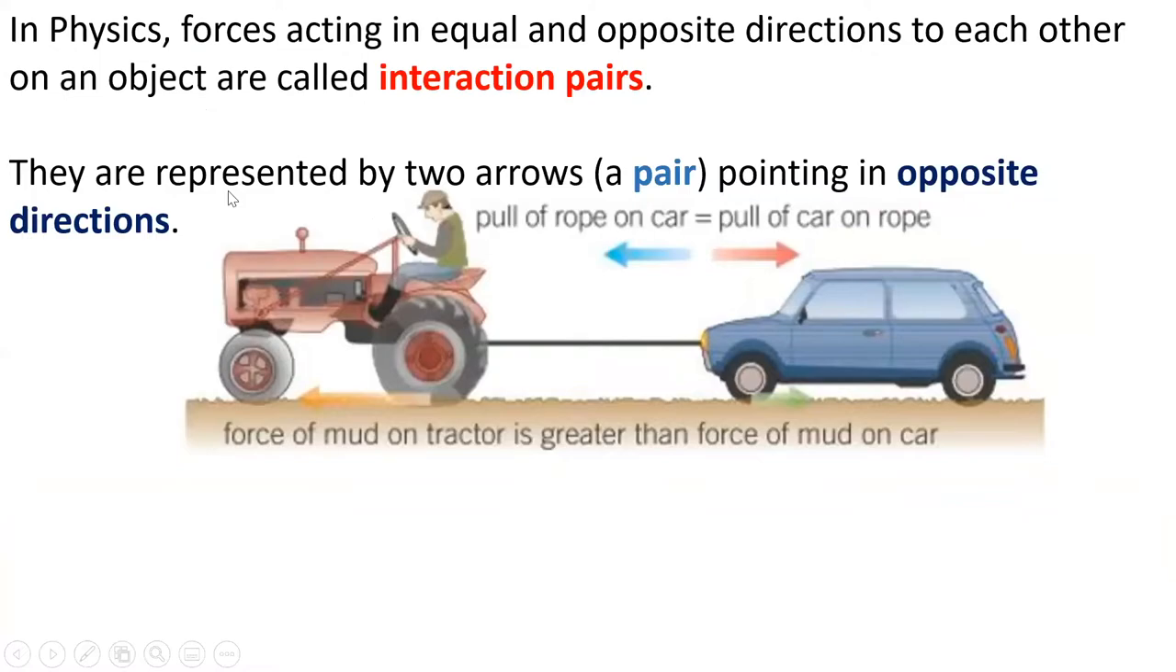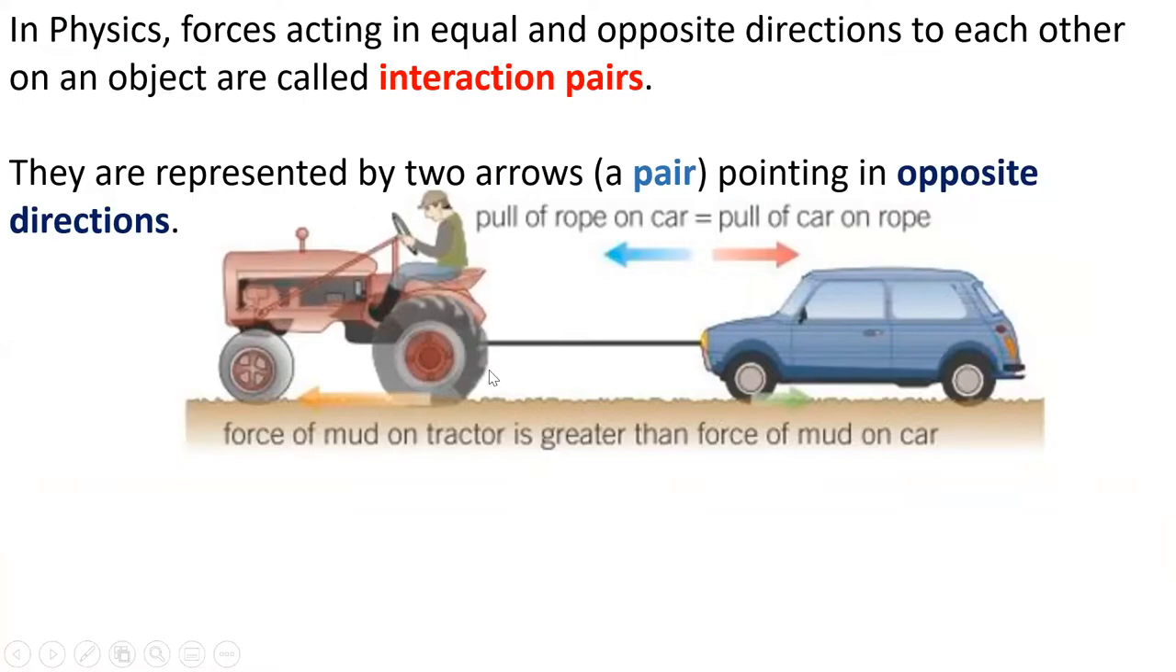So, a bit more detail on this. In physics, forces acting in equal and opposite directions to each other on an object are called interaction pairs. Interaction pairs are represented by two arrows, a pair, pointing in opposite directions. We've got a tractor pulling a car, so the pull of the rope on the car equals the pull of the car on the rope.